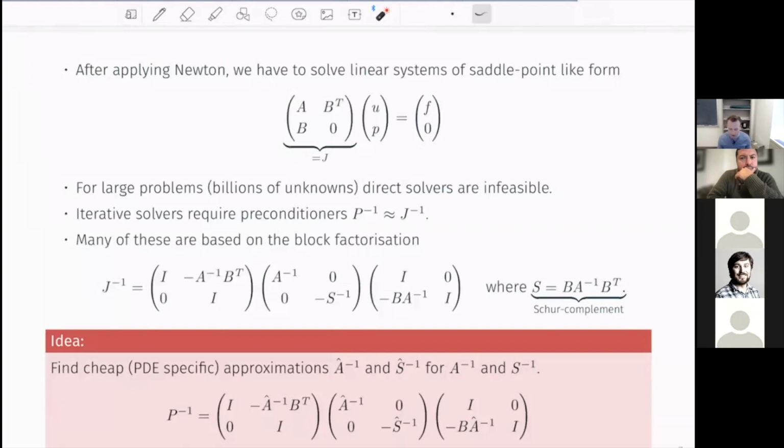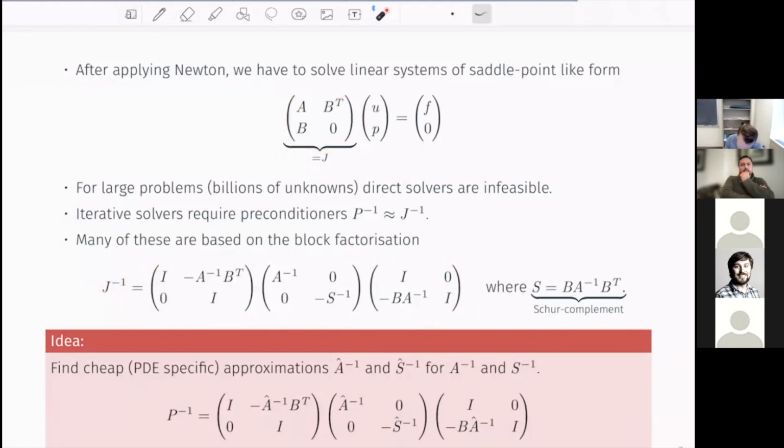And a preconditioner is essentially a matrix that is cheap to evaluate and approximates the inverse of this Jacobian. And so for these block systems, one of the key insights for developing preconditioners has been the following. We can do a symbolic factorization of this matrix. And it turns out that this triple product here is equal to the inverse of the Jacobian, right?